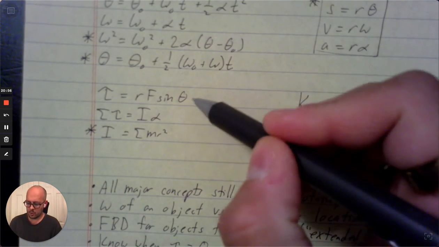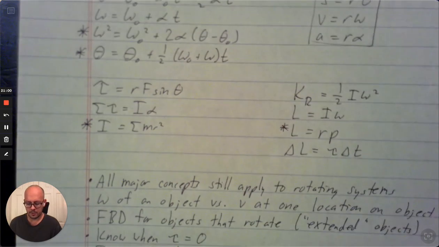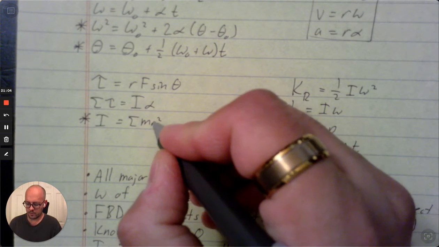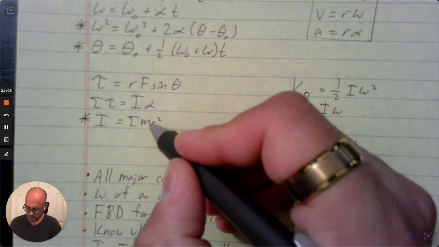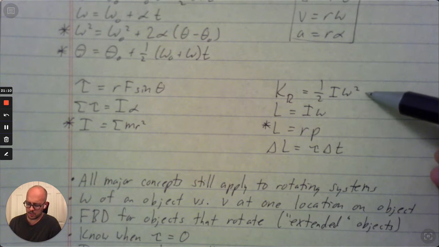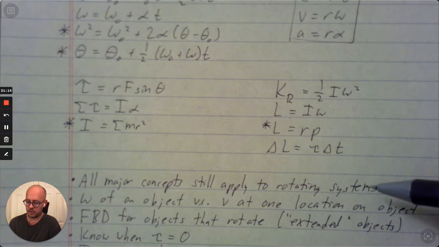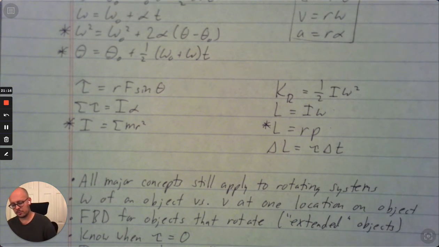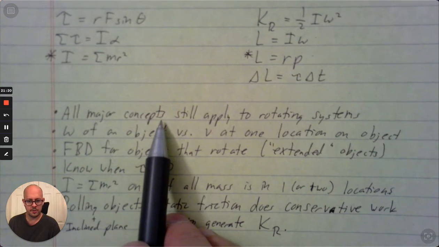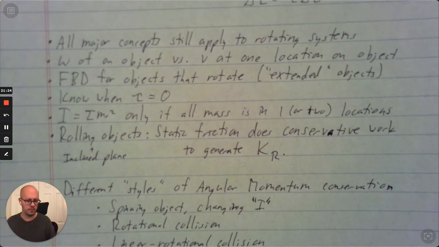We have the idea of torque, of net torque equals moment of inertia times angular acceleration. So this is Newton's second law again. And then this idea of the moment of inertia of a system of individual masses. We are introduced to rotational kinetic energy, 2 different forms of angular momentum, and then the idea of angular impulse. So all major concepts that you've learned throughout this course still apply to rotating systems, but now there are new variables and new ideas.